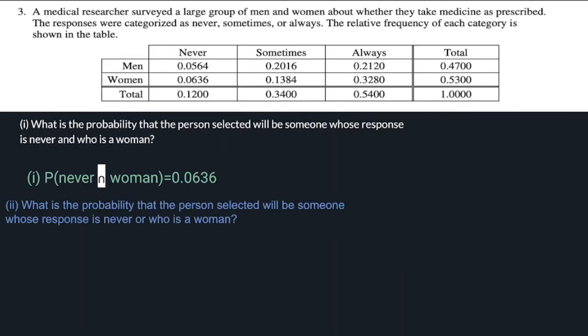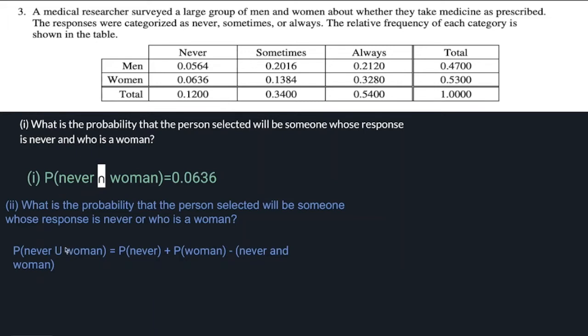Now, part 2 of question 3: what is the probability that the person selected will be someone whose response is never or who is a woman? We're looking at this table once more, and we want to see who's never or who is a woman. The formula for that is the probability of never or woman, and that's going to be the notation U, or union. Basically that just means "or." It's a special symbol for doing that.